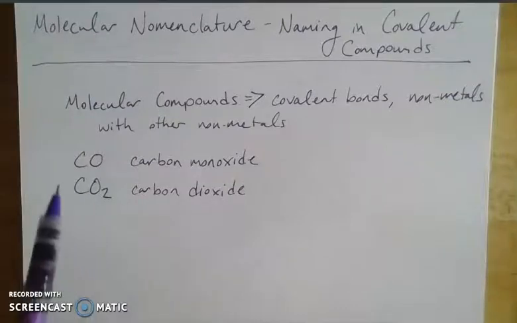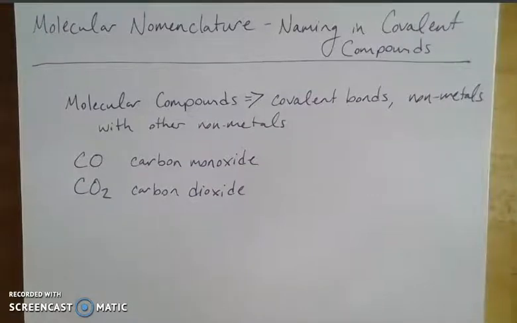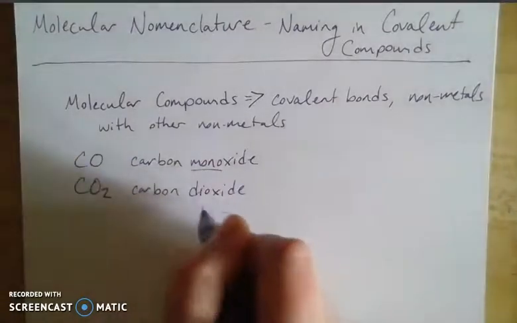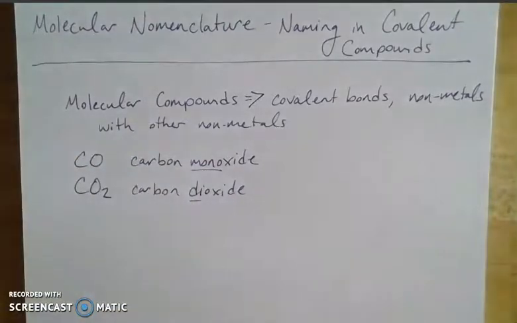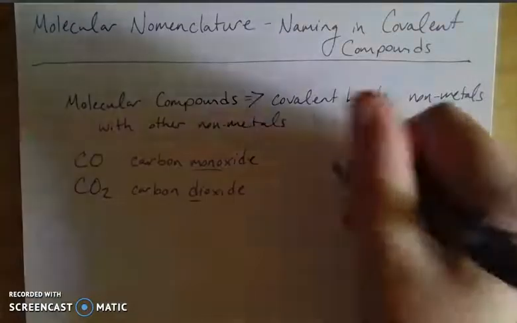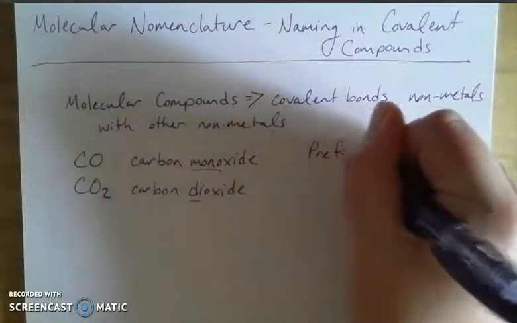So we have these two compounds. They're both made up of carbon and oxygen. So I can't just call this carbon oxide, because which one is which? Well, I have to tell you how many there are, and that's true with any of these combinations of nonmetals with other nonmetals. So you can see that the difference between the two comes from the prefix. Here I have mono, here I have di. That is telling me the difference between the numbers of oxygens that I have in the compound. So these prefixes are very important.